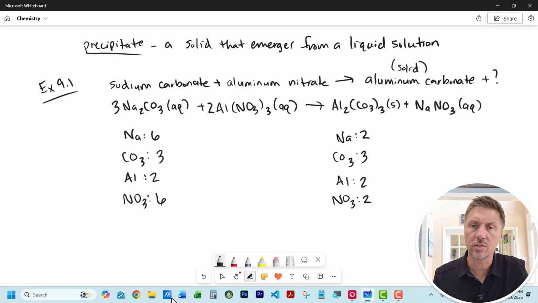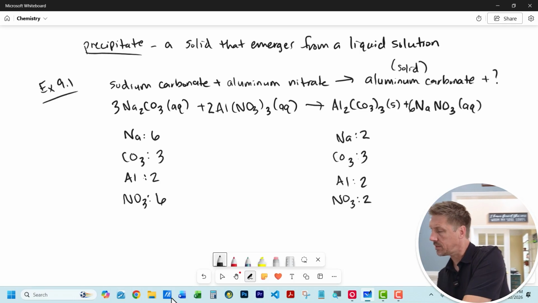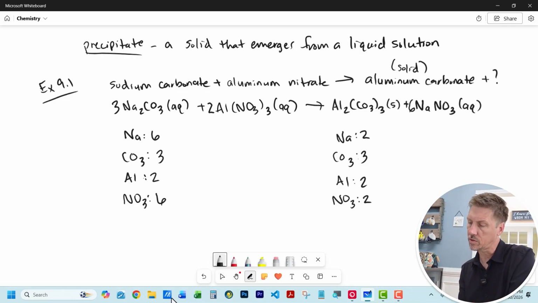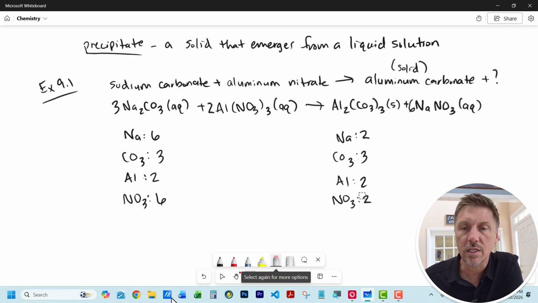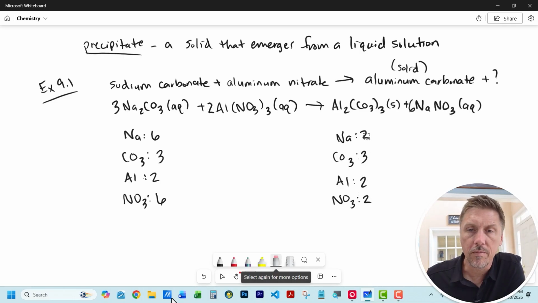So we're going to change this to a 6, and whoops. When we do that, it's going to give us 18 NO3s. I feel like I'm getting out of control here. Let me make sure I'm heading in the right direction. Okay, we are heading in the right direction. We'll get there soon enough. So 6 NAs. Let's fix that. We have 6 of those. So now our NAs are balanced, but the NO3s are humongous, right?